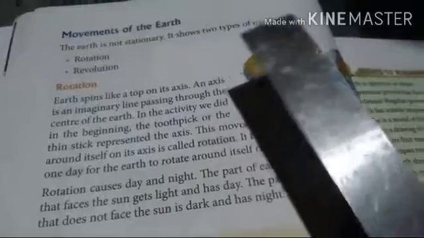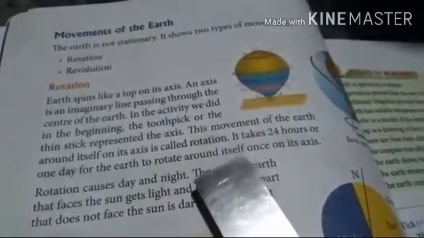So in the activity we did in the beginning, the toothpick or the thin stick represented the axis. We have seen in the beginning, I told you to make a model of the earth with the dough of clay. There we have put the toothpick in the middle. So this toothpick represents the axis.